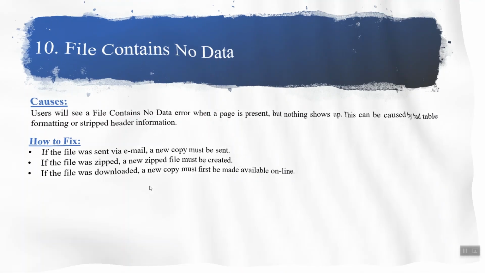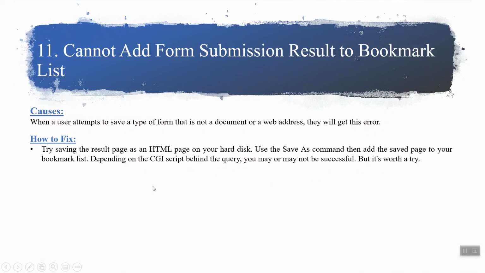File contains no data. So next is cannot add form submission result to bookmark list. When a user attempts to save a type of form that is not a document or a web address, they will get this error. So how to fix this? Try saving the result page as an HTML page on your hard disk. Use the save as command, then add the saved page to your bookmark list. That way you can get rid of this error. Depending on the CGI script behind the query, you may or may not be successful, but it's worth a try.